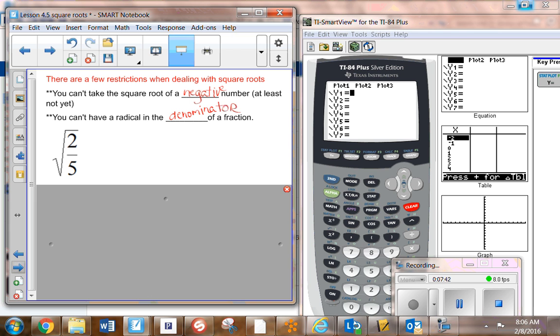So let's remember, how did we take care of this? Because remember, this would break down into the square root of 2 over the square root of 5. So I do have a radical in the denominator. It's just not happening. So you know how to get rid of that radical 5? Anybody else remember?